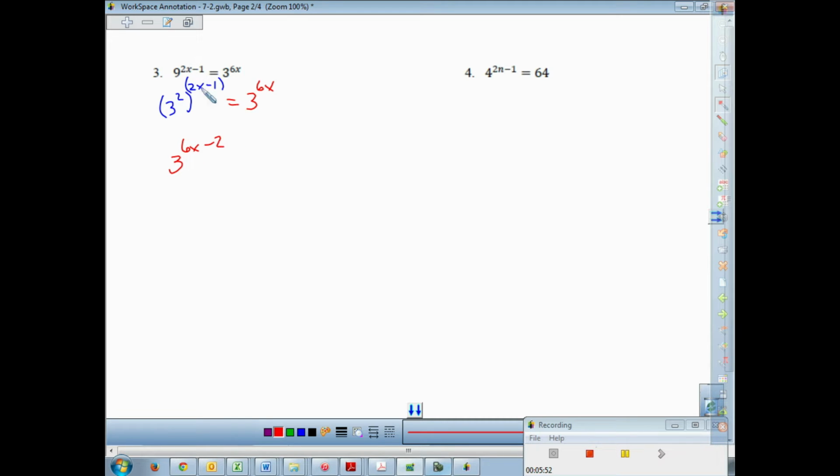Is that right? Sorry, my bad. I was looking at something else. Thank you. 4x minus 2. Thank you. And that should equal 3 to the 6x. They are both of the same base 3 now, right? So let's set the exponents equal to each other. And then subtracting 4x.